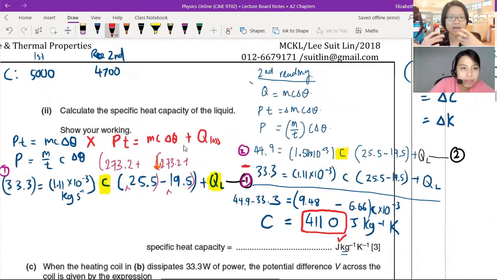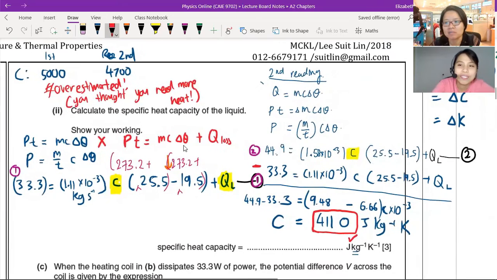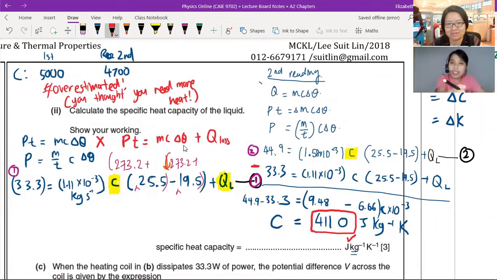When we say overestimation, it means that you need more heat than you initially thought you needed. Let's say, for example, I want to increase 1 kg of water by 1 degree Celsius. I actually need 410 joules. But unfortunately, because the environment stole away some of my heat, it feels like I need more, because you have to keep putting in, but it's lost, lost, lost. So this is an overestimate.